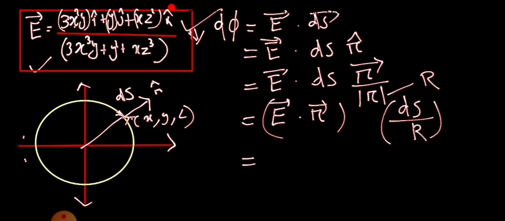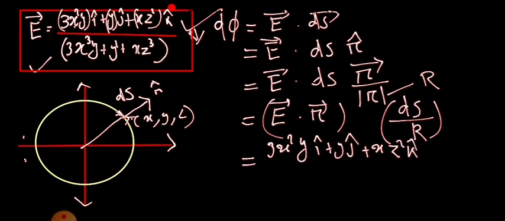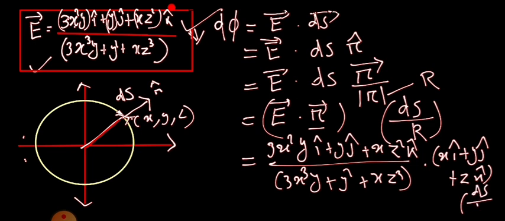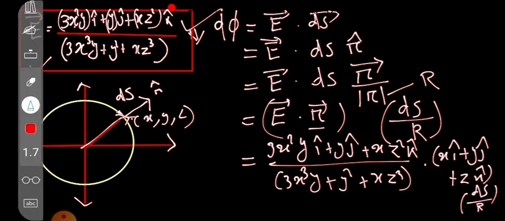Now I put the value of E: (3x²y î + y ĵ + xz² k̂) divided by (3x³y + y² + xz³), dotted with the r vector. We know x, y, z are the coordinates, so r vector is x î + y ĵ + z k̂, and there is the term ds by R. We'll go to the next page and write down this value.